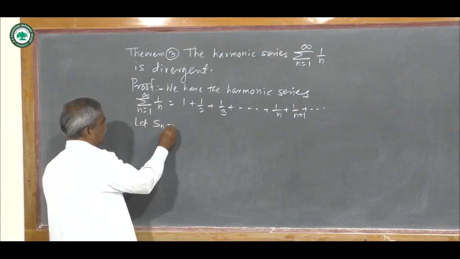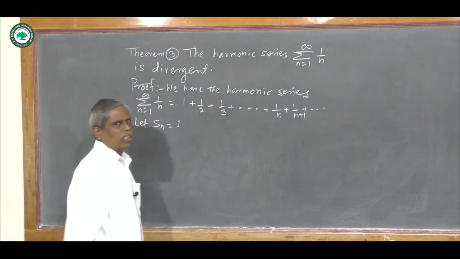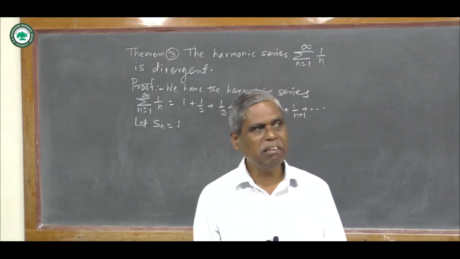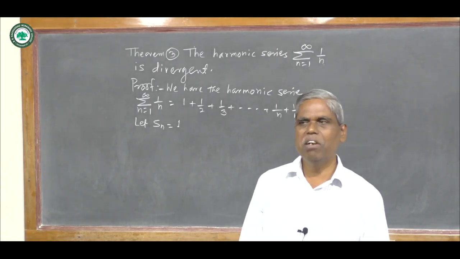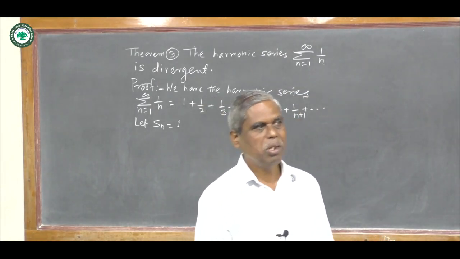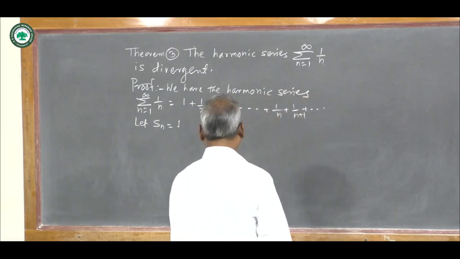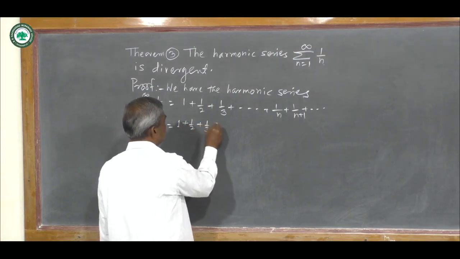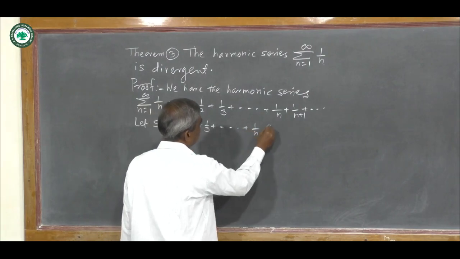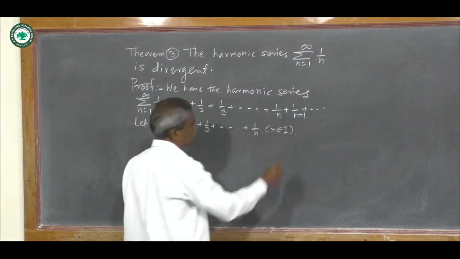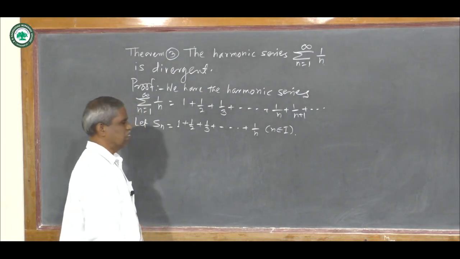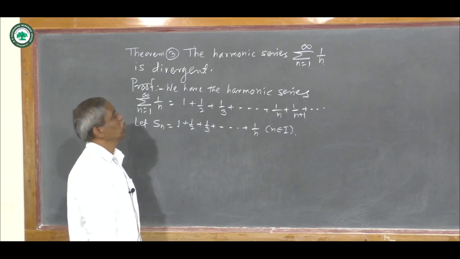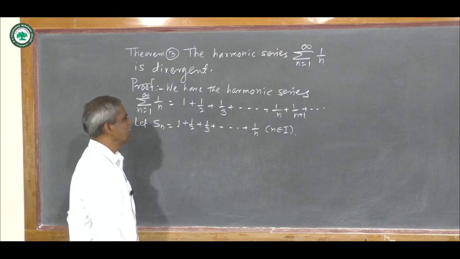Let S suffix n be the nth partial sum of the given series sigma 1 upon n. That is, Sn is equal to 1 plus half plus 1 upon 3 plus and so on plus 1 upon n, for every positive integer n. This is the sum of the first n terms of the given harmonic series.